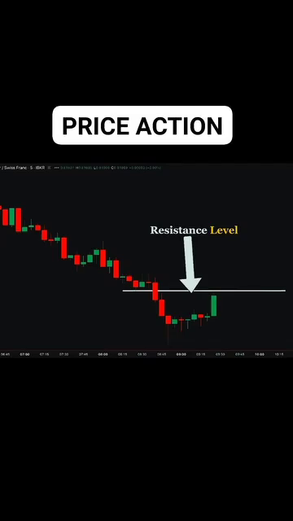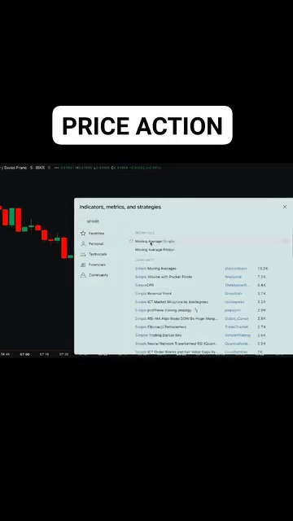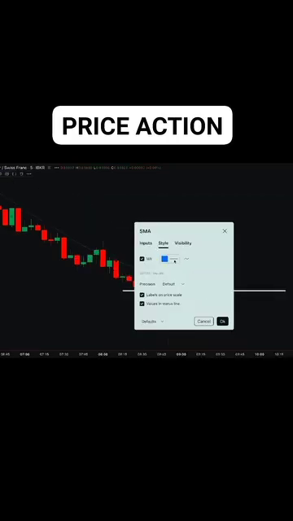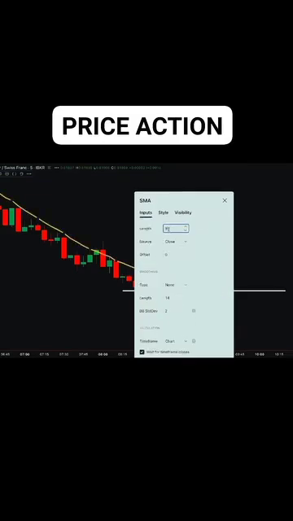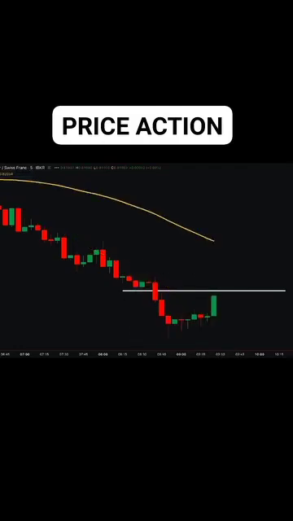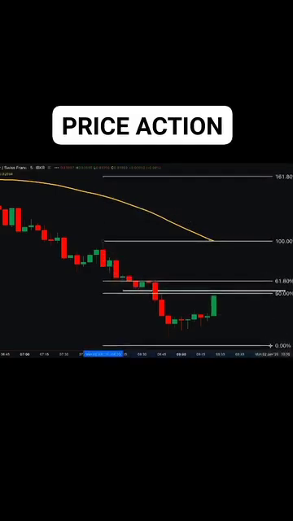Let's take it a step further and add the 50 simple moving average to look for confluence. However, as you can see, the 50 SMA is too far away from price, so it's not useful in this setup. That's when we bring in the Fibonacci retracement tool. We plot it from the swing high to the swing low of the impulsive move. Now look at the levels. The 50% and 61.8% Fibonacci retracement zone, also known as the golden zone, is what we focus on.